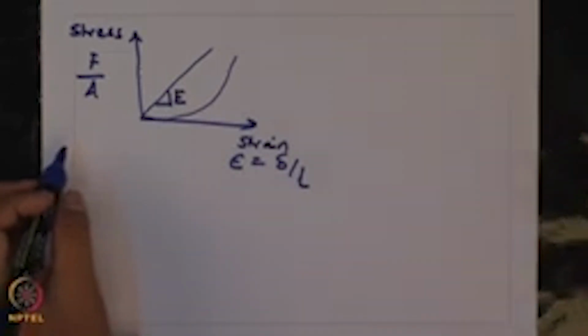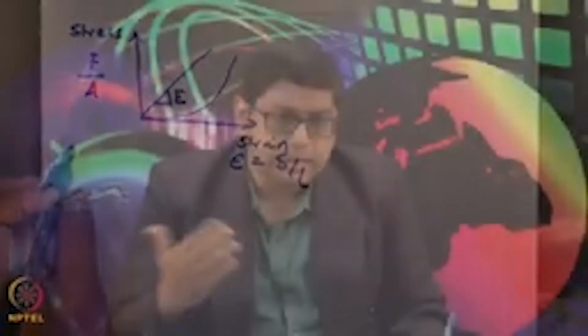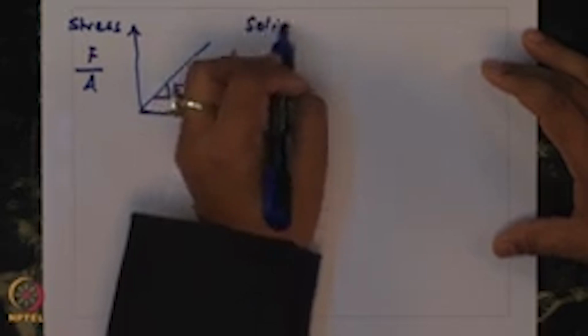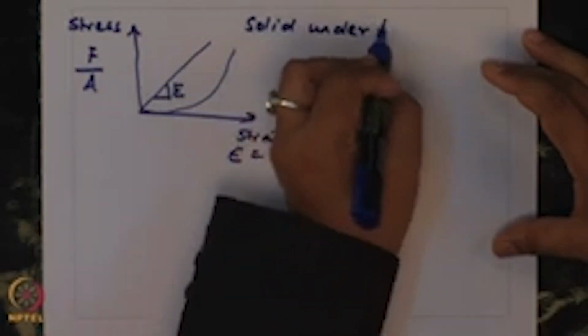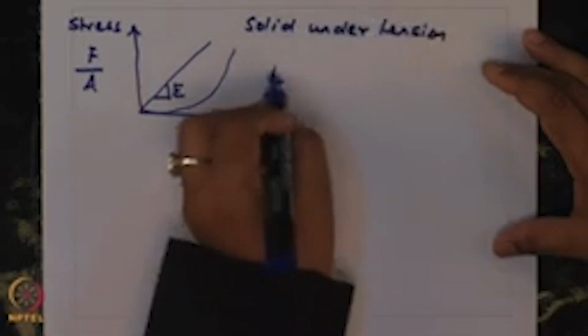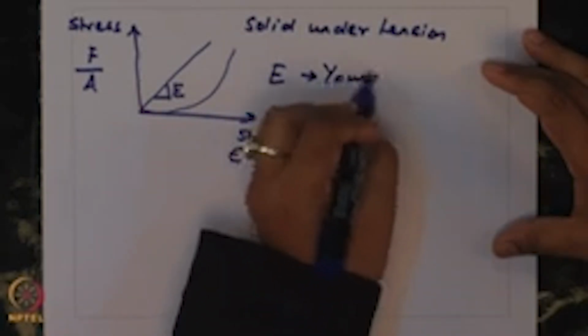In comparison to a solid which regains its original configuration instantaneously after the force is removed, in the case of a liquid, when you exert any force it continues to flow, and after you have removed the force it does not go back to its original configuration. The way I have drawn it here is for a solid under tension or compression. E corresponds to the Young's modulus of elasticity.